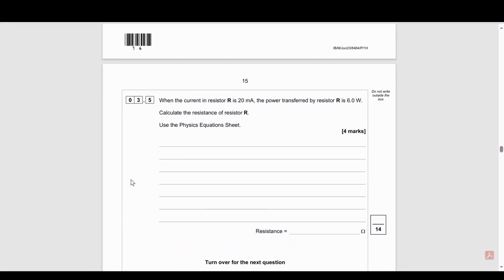When the current in resistance R is 20 milliamps, the power transferred by resistor R is 6 watts. Calculate the resistance of resistor R. Use the physics equation sheet. 4 marks. So, we're using a physics equation sheet to find an equation that involves power, current, resistance. Well, you can use the equation power equals current squared multiplied by resistance.